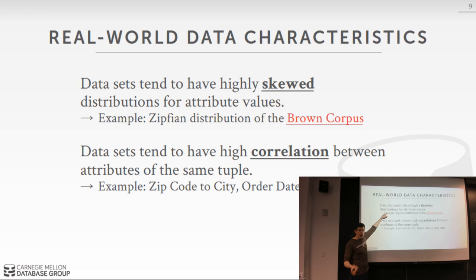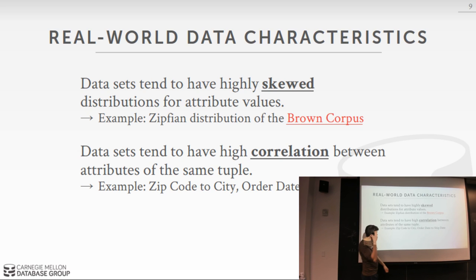The second thing is that our data sets are also going to be highly correlated between different attributes of the same tuple. The best example to think of is Amazon: the order date, the date that the order was made, is only going to be a few days behind the ship date. Usually Amazon ships something in 2 to 3 days, so these two dates are going to be close to each other. So maybe I don't need to store the entire ship date. Maybe I can just store the offset from the original date.